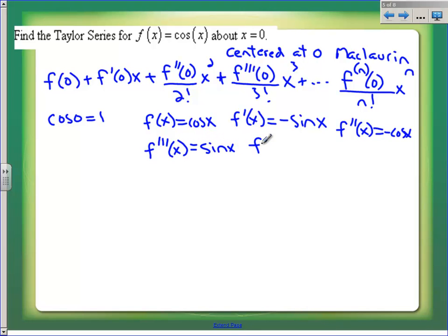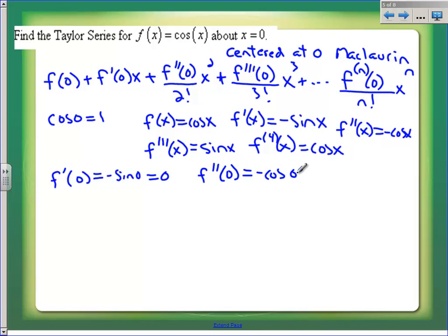And then the fourth derivative, now I'm done making tick marks, so I just put a 4 in parentheses. The fourth derivative is right back where we started, at cosine x. All right, so we want the first derivative at 0. So here's the first derivative. f prime at 0 is negative sine of 0, which is 0. f double prime at 0 is negative cosine of 0, which is negative 1.